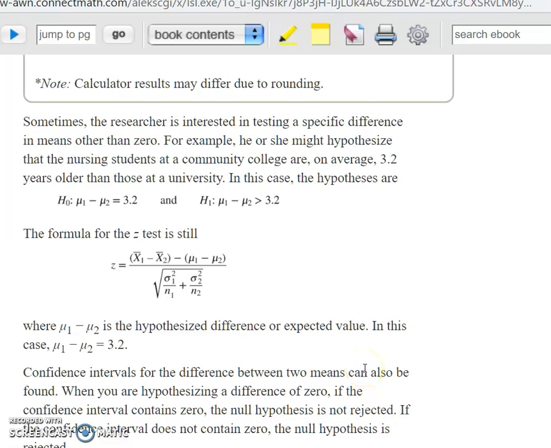Okay, this is chapter 9. This is section 9-1. This is recording number 5.